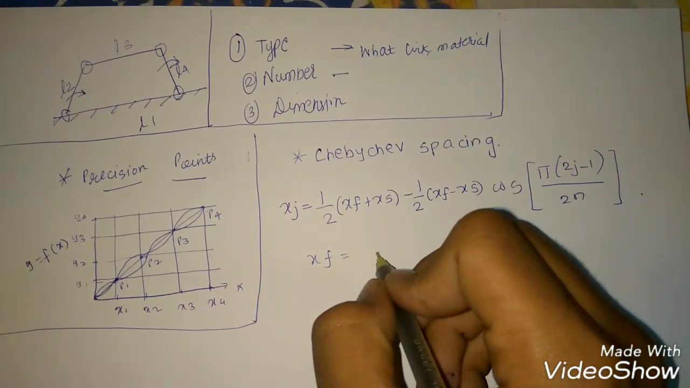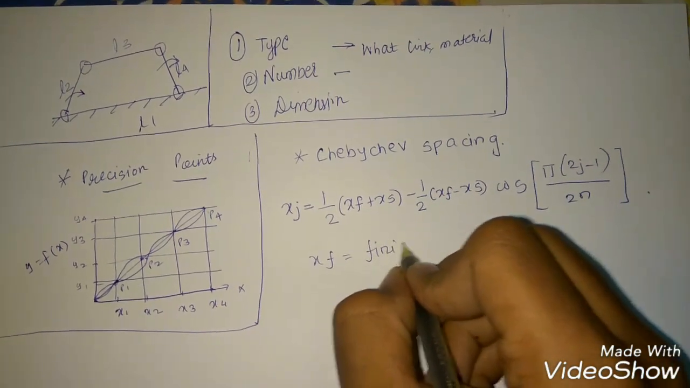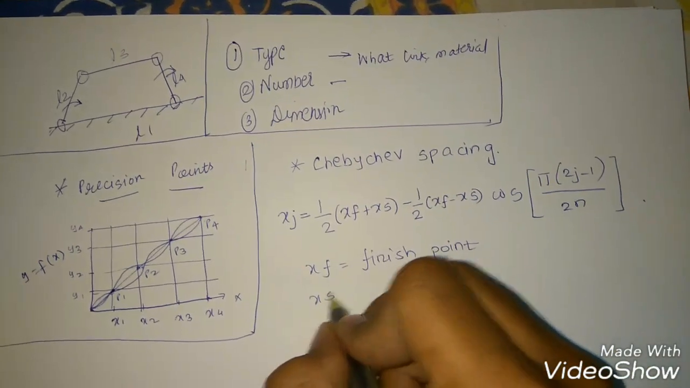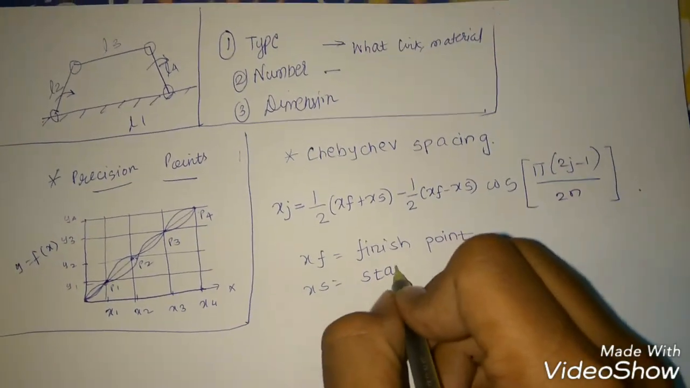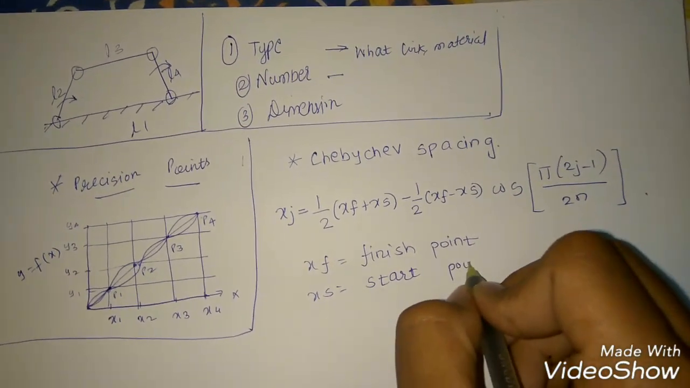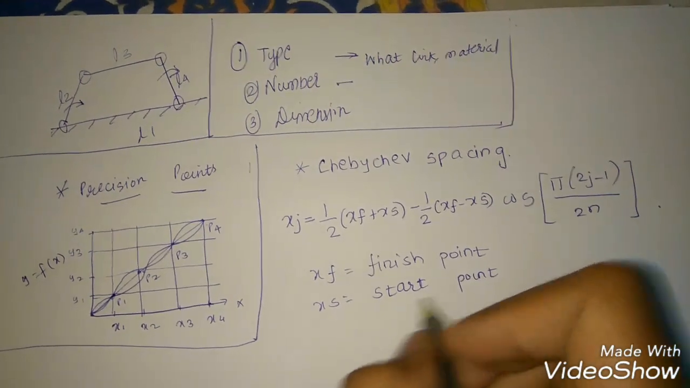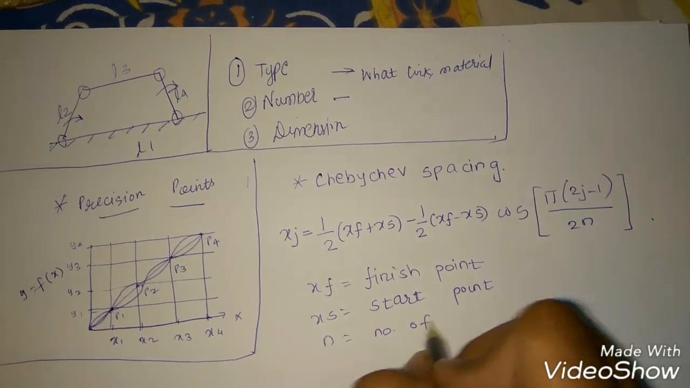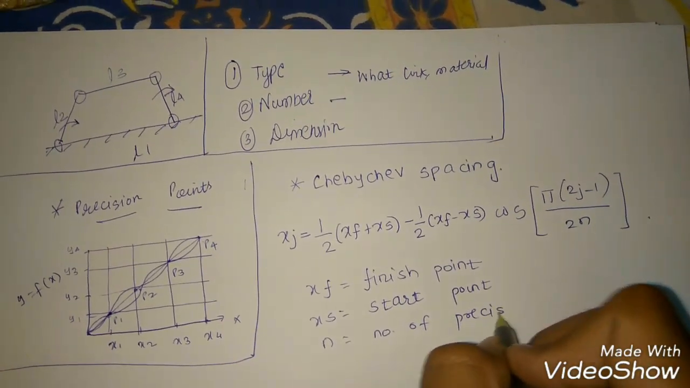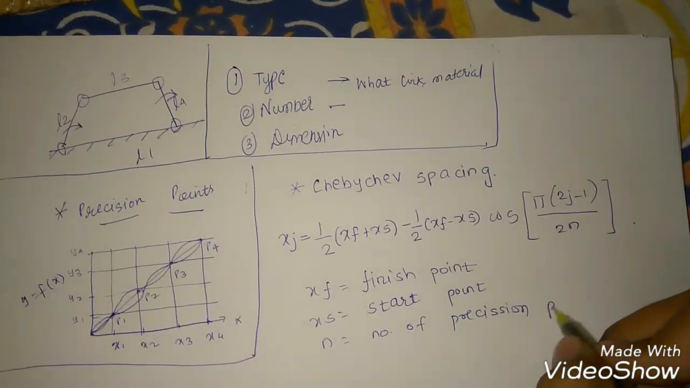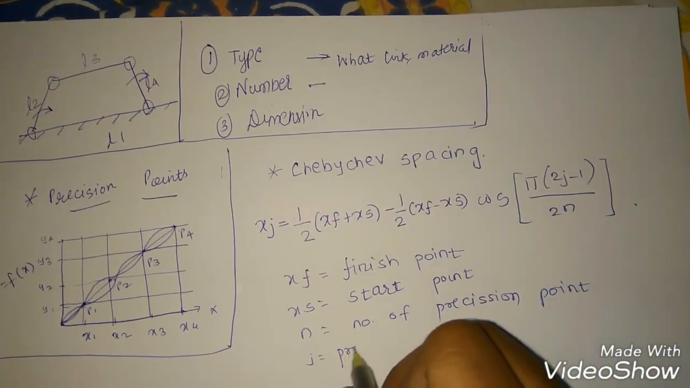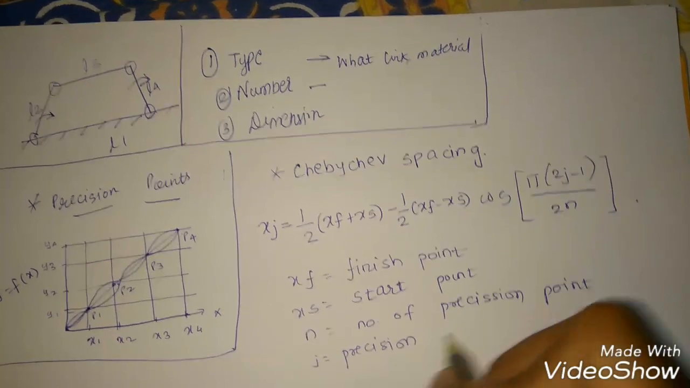xf will show the finish point, xs will show the start point, n will be number of precision points, and j will be the precision point number.